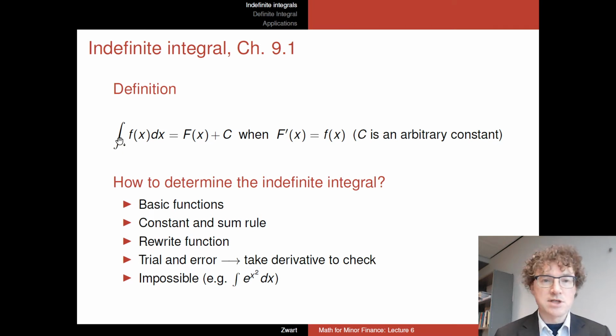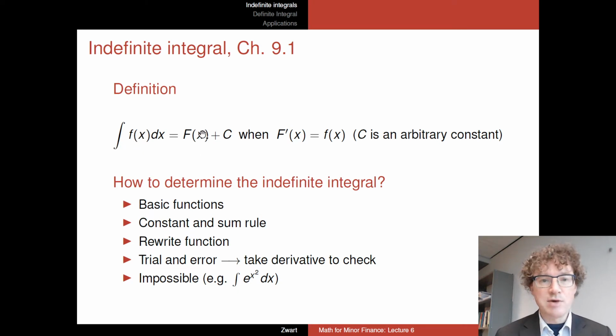But this symbol is an integration symbol, and you write a dx after this, where this x is the variable that you're integrating over. So it's the variable that sits in this function x that you're computing the integral of, that appears here as dx. So this notation means: what is the indefinite integral of this function little f?